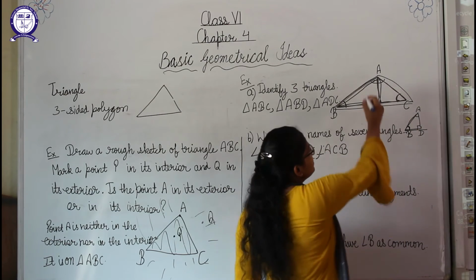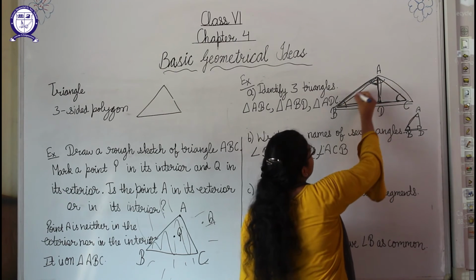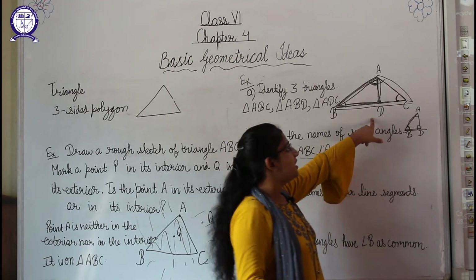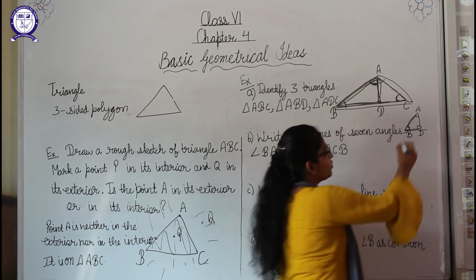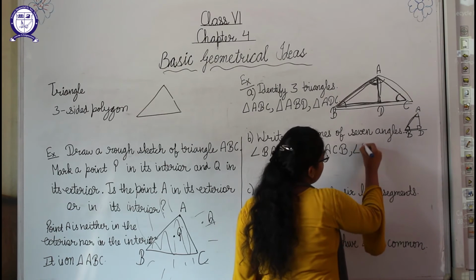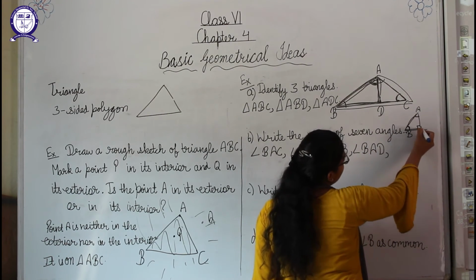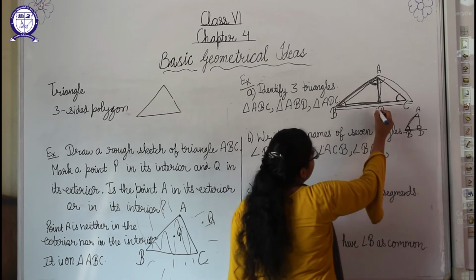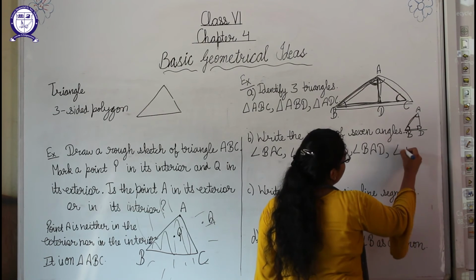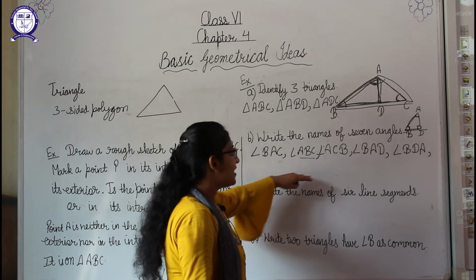So this one angle means this half angle, this smaller angle. Okay, because this is the triangle here. So what will be the name of this angle? BAD we can write. A should be in the middle because we are talking about this. So another angle will be BAD. Now next one will be this one, angle D. So how can we name that? ADB or BDA. So angle BDA. Okay, so these are the 5 angles.